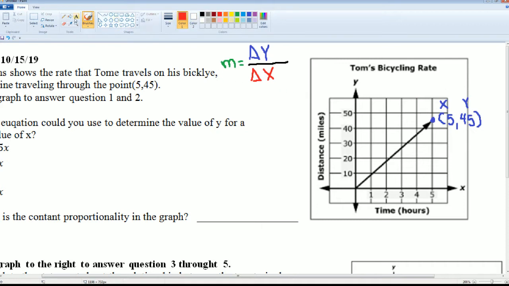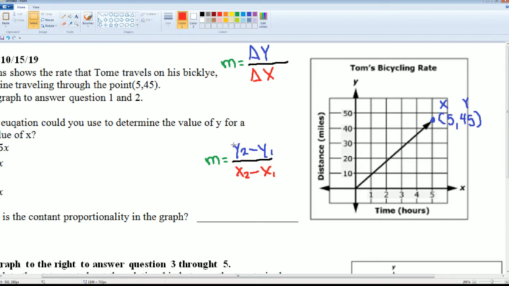If you want to write this in other terms, let me show you how it would look the other way. The change in y is just the second y value minus the first, y2 minus y1. And the change in x is x2 minus x1.